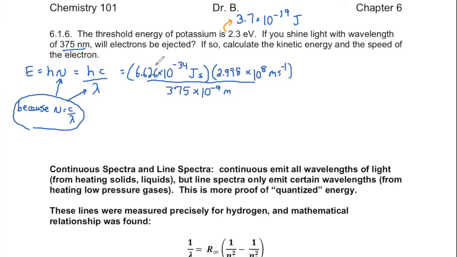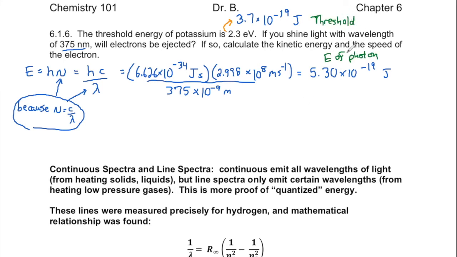So here I put in Planck's constant, 6.626 times 10 to the negative 34 joule seconds. The speed of light, 2.998 times 10 to the 8th meters per second, or meters times inverse seconds. And then nanometers, again, I replaced the nano with 10 to the negative 9. So 375 nanometers is 375 times 10 to the negative 9 meters. So this comes out to be 5.30 times 10 to the negative 19 joules. This is larger than the threshold now, so we do have enough energy to eject an electron.